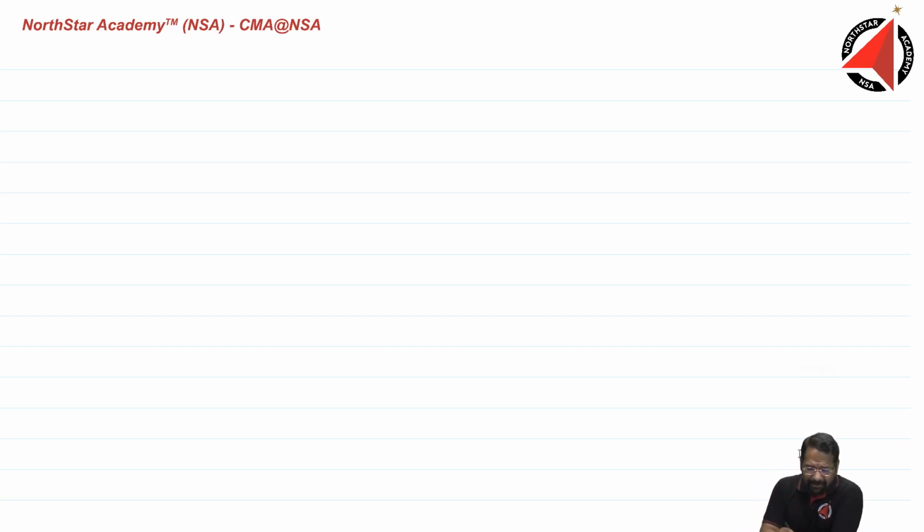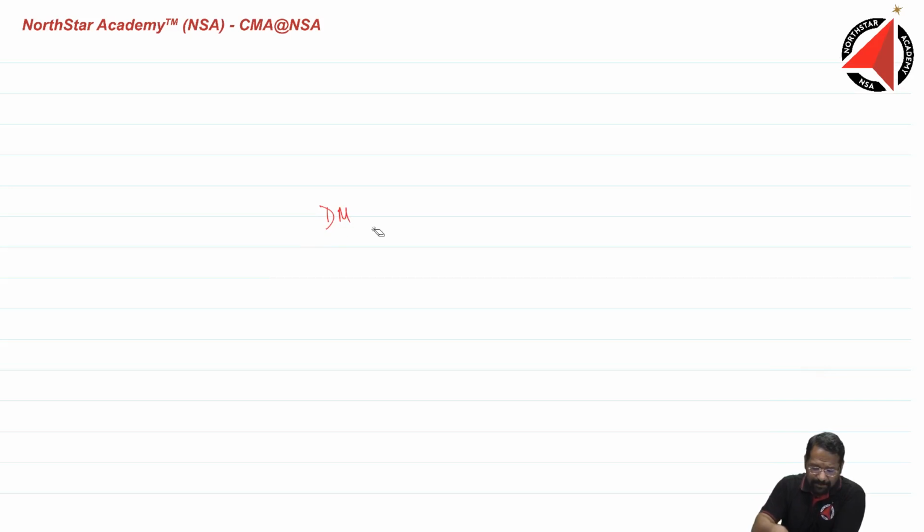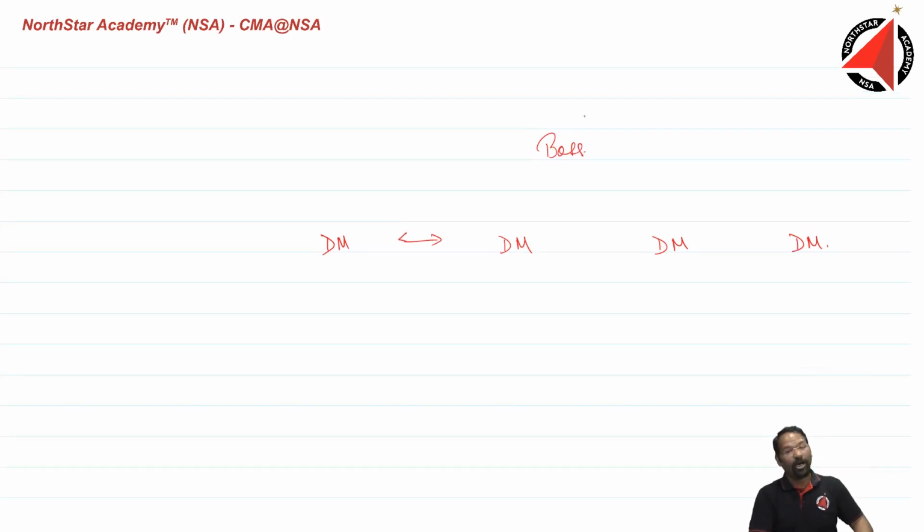Now, if there is one department manager, and there is one more department manager, are they going to be friends forever with each other, or they may have an ego clash? What do you think? So they may have clashes. Agreed? So can they coordinate without a boss? Answer is no, not possible.